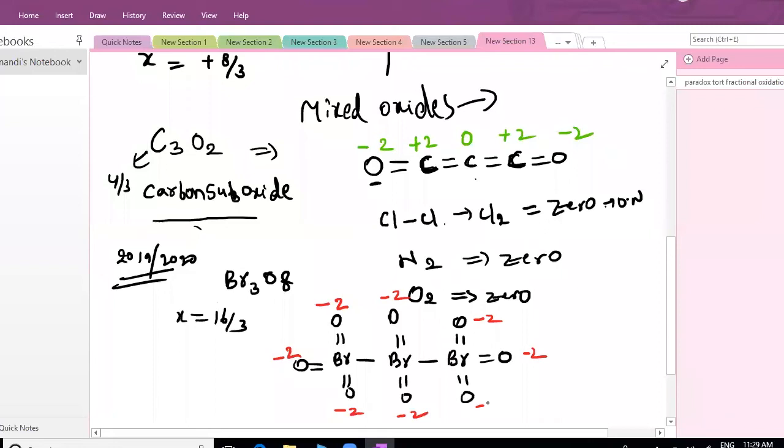Please note down the structure. See, bromine attaches to 3 oxygens, each oxygen minus 2, total minus 6. So total minus 6 means bromine should be plus 6. And the middle bromine attaches to only 2 oxygens, minus 2 plus minus 2, minus 4 total. So the middle one is plus 4. The other is again the same, 3 oxygens, 3 into minus 2, minus 6, then the terminal one will get plus 6.